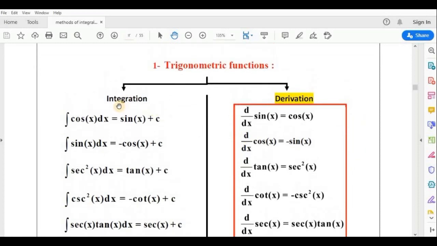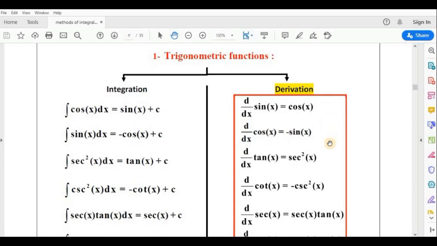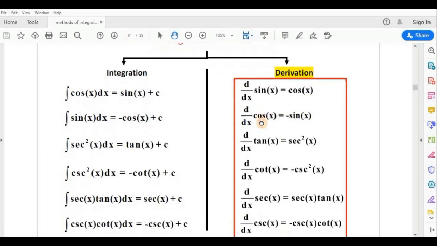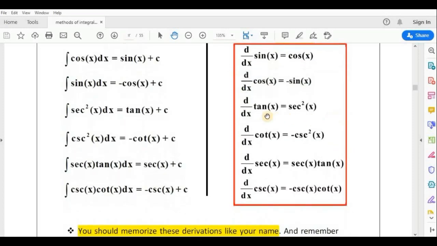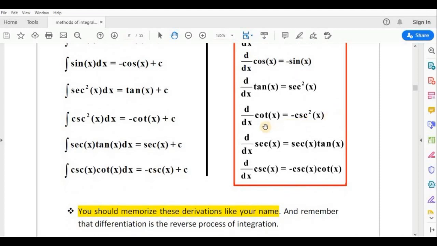As we can see here, this is the integration, and here the derivation for these trigonometric functions. The derivation for the sine will be cosine. Cosine, the derivation for it will be minus sine x, and the derivation for the tan x will be sec to the power 2, and the derivation for cotan will be minus cosec to the power 2.